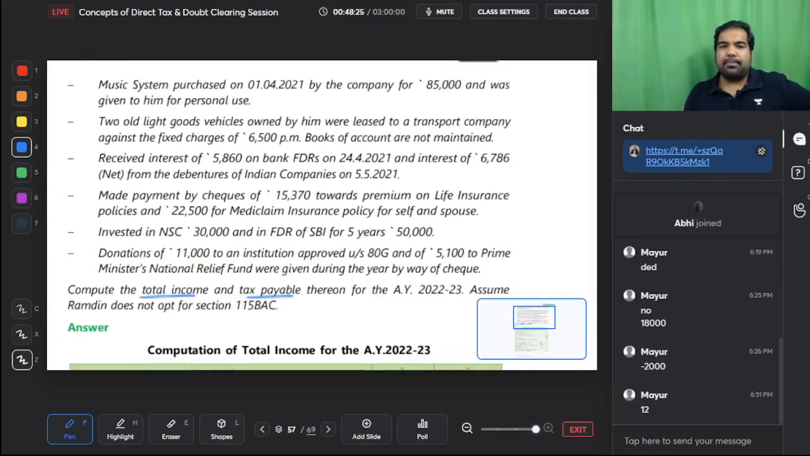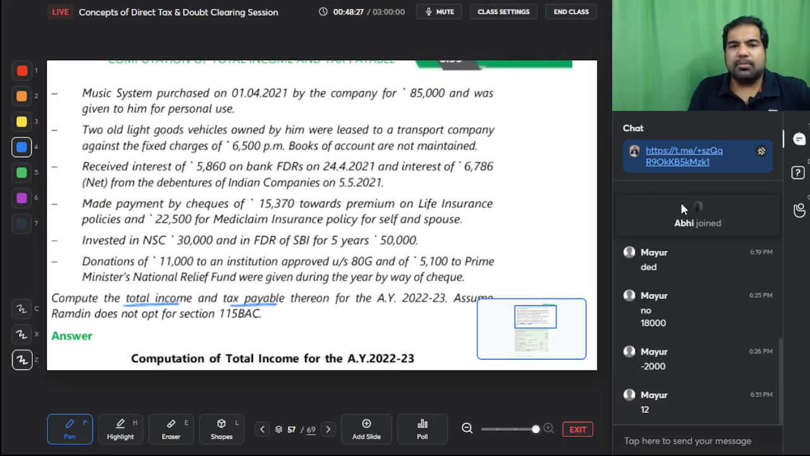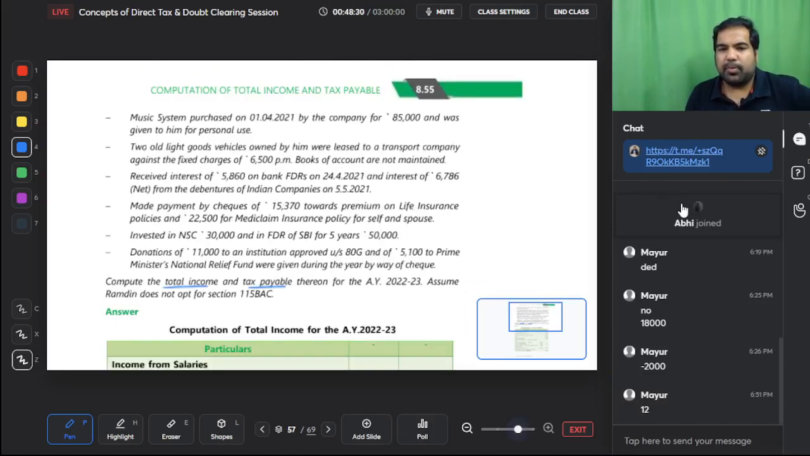Music system purchased by the company and was given to him for personal use, so into 10%, which is the perquisite value. 2 old light goods vehicles owned by him were leased to a transport company against a fixed charge of 6,500. Books of accounts are not maintained. If you don't maintain, then you'll have to take 7,500 per month and you cannot go with 6,500, but this is PGBP.